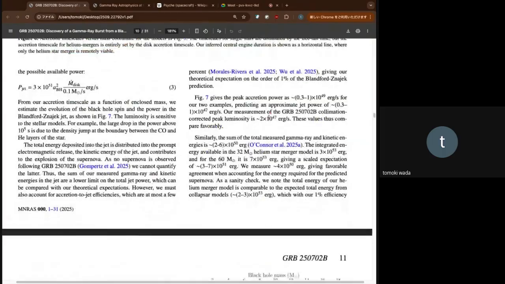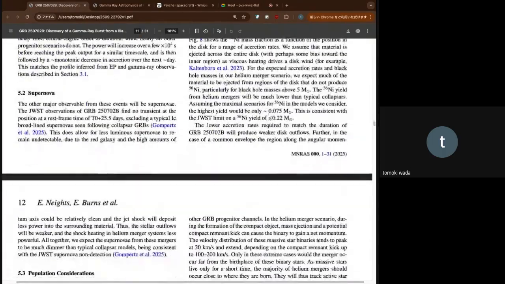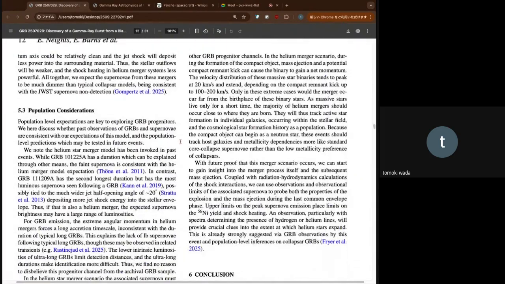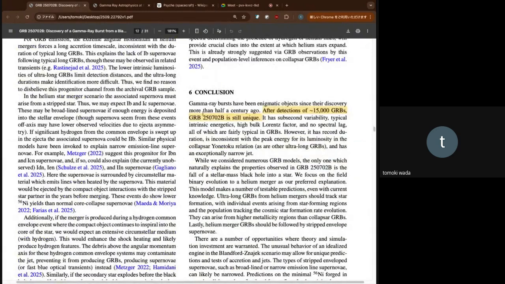Sorry, I will skip the detail of this part. But anyway, this kind of rapid spinning progenitor may be needed for this kind of transient, if we follow their argument.